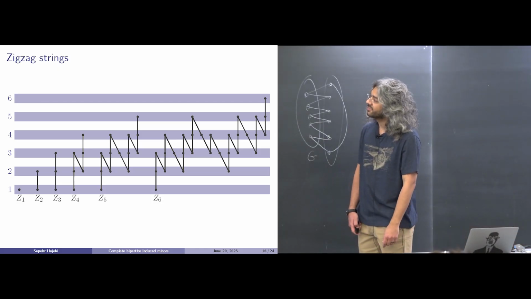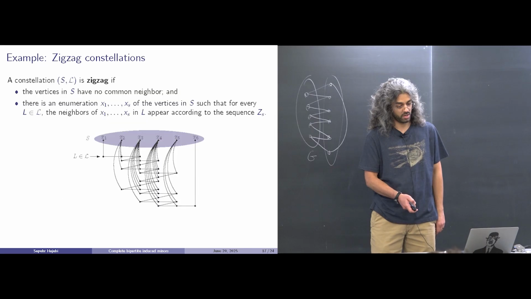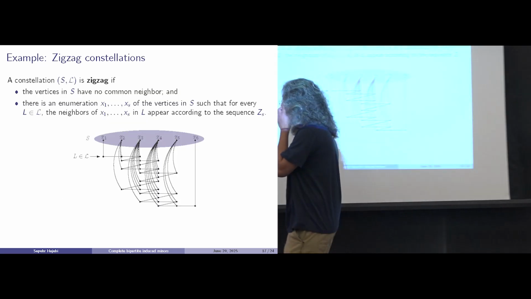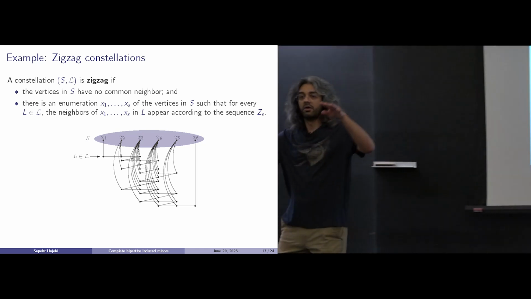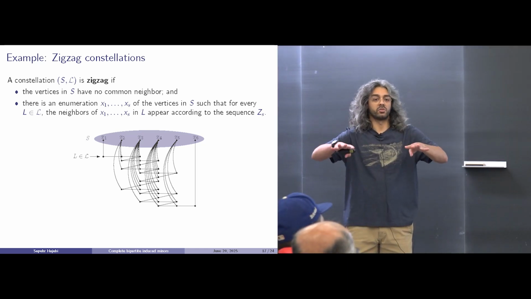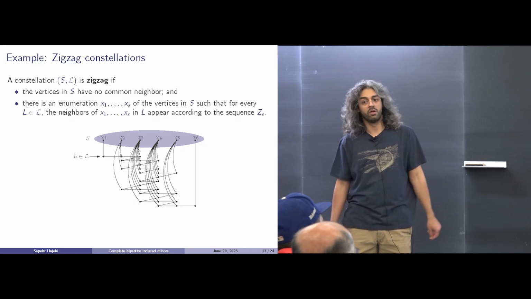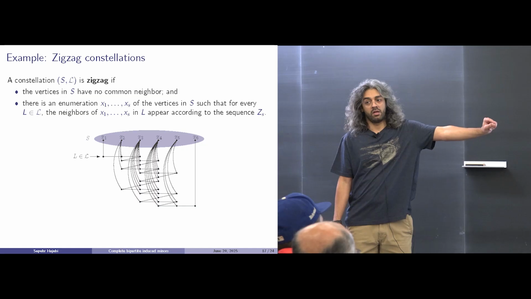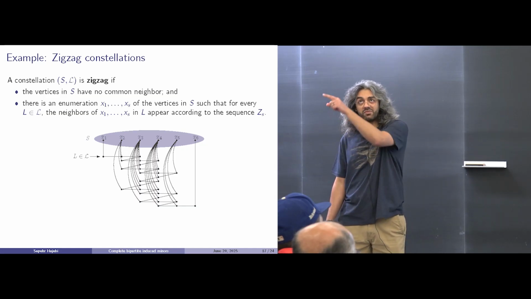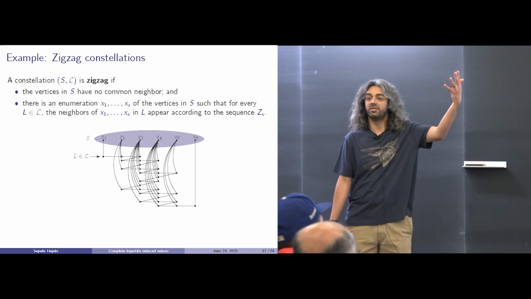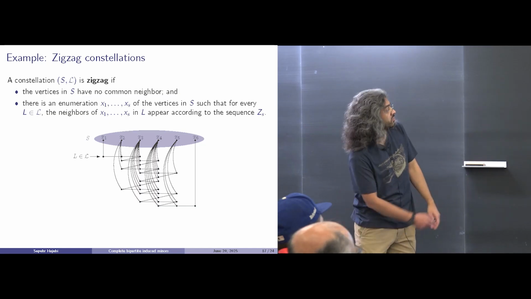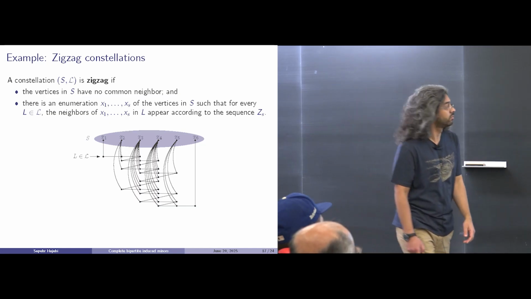So, and then I'm going to use these strings and construct a constellation. A zigzag constellation is a constellation in which, again, as usual, the vertices in the stable set do not have common neighbors in the paths. And you can traverse each path from one end to another so that the neighbors of the vertices in the stable set, according to some linear order, appear along the path exactly like the sequence z, whatever is the number of vertices in the stable set, zs.